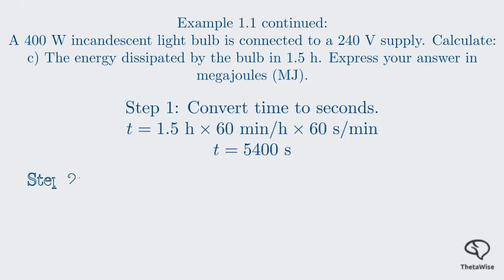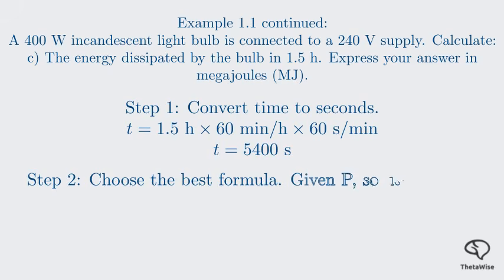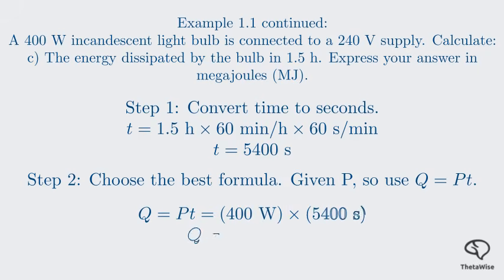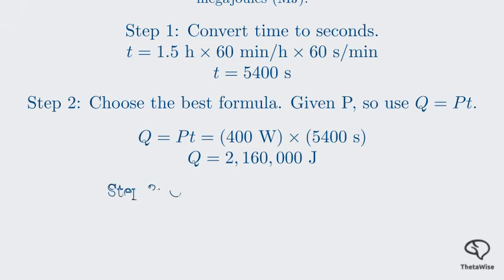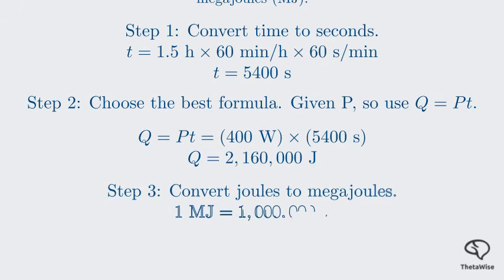Since we were given the power P directly as 400 watts, the easiest formula to use is Q equals P times T. Remember, power is energy per second, so energy is power times time. Substituting the values, 400 watts times 5,400 seconds gives us 2,160,000 joules. The problem asks for the answer in megajoules. 1 megajoule is 1,000,000 joules. So, to convert joules to megajoules, we divide by 1 million. 2,160,000 divided by 1,000,000 gives us 2.116 megajoules.